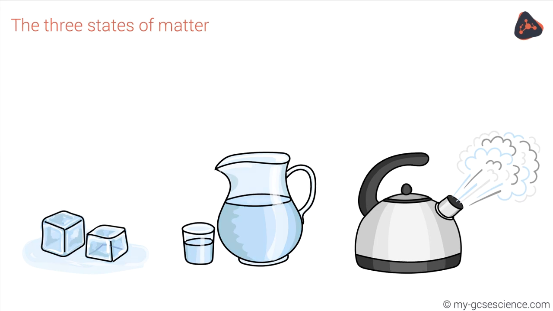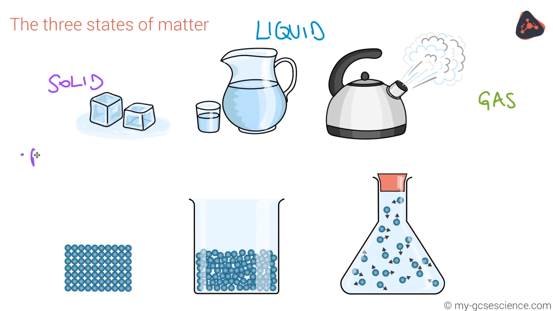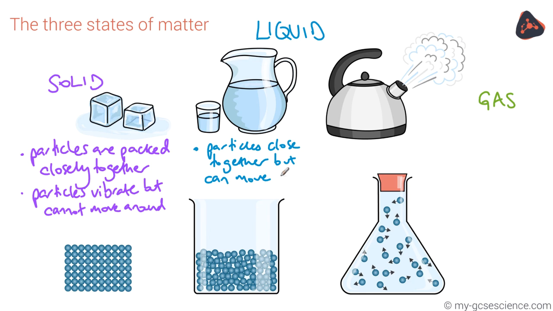As well as these basic properties, you're also expected to be able to talk about the particles in solids, liquids and gases. So in solids, the particles are packed really closely together. The particles can't move around or change places, they only vibrate, and this is what gives the solids their fixed shape and volume. In a liquid, however, the particles are quite close together still, but they're now able to move around and slide past each other, and this is what lets liquids flow and move.